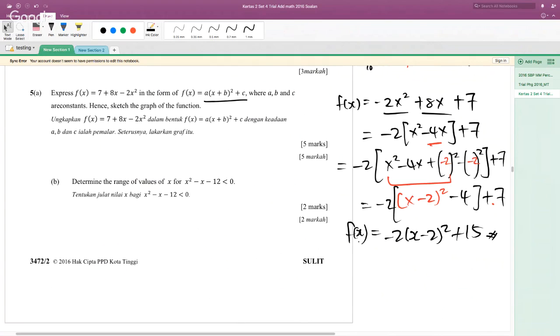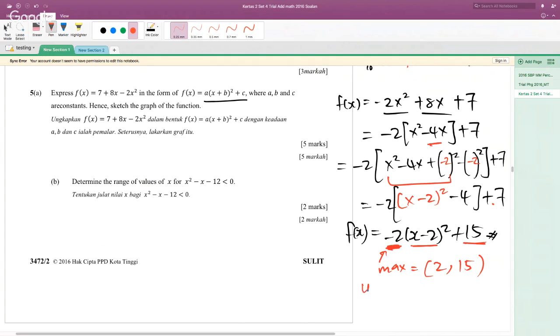And then I will need to sketch the graph. If I want to sketch the graph, what I will do here is write down the maximum point first. Why do I know it's maximum? Because the value before the bracket square is negative. If this value is negative, it's telling us this is a maximum graph. And then I know my maximum coordinate: the x coordinate, get inside that bracket, which is 2, and the y coordinate, get here.